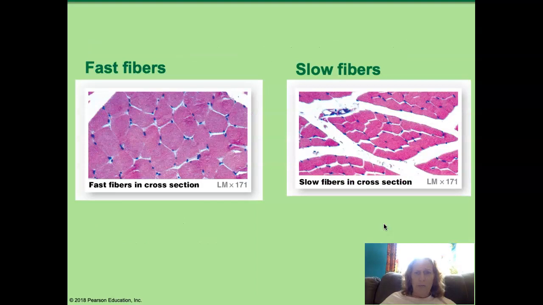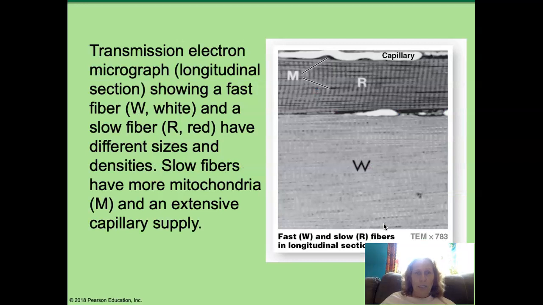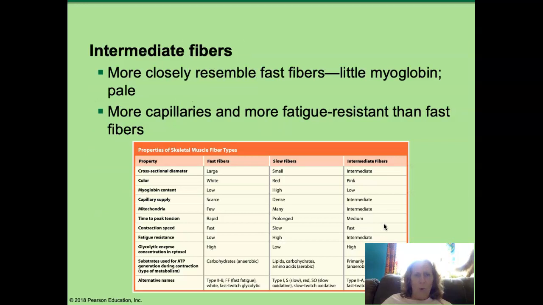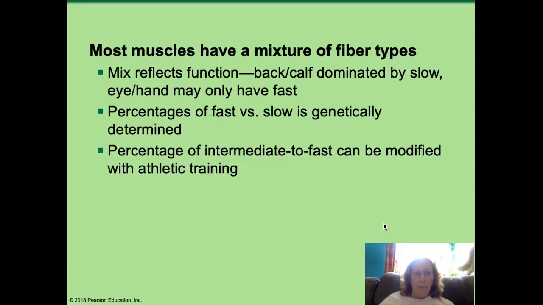You can definitely see a difference visually between the fast and slow fibers. So here's an electron micrograph of the same, and you can see different colors. The fast fiber is W for white, and the slow fiber is R for red. And so the slow fiber has a lot of mitochondria and a very good blood supply. Intermediate fibers are a little bit more like fast fibers because they have less myoglobin, paler in color, and they are more fatigue resistant.